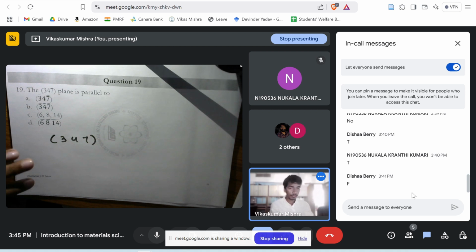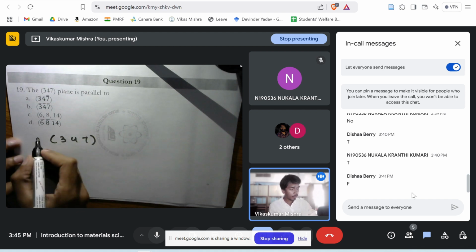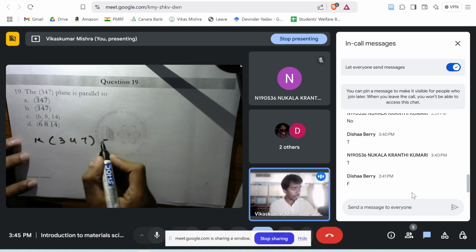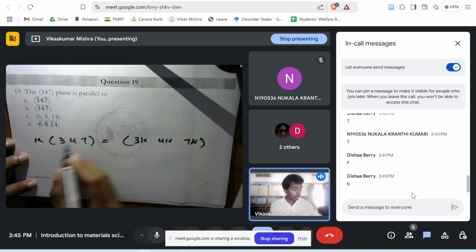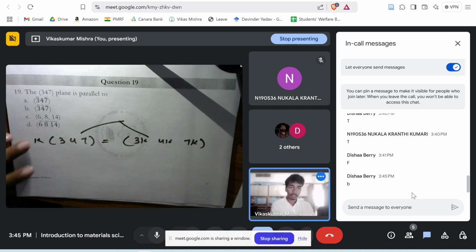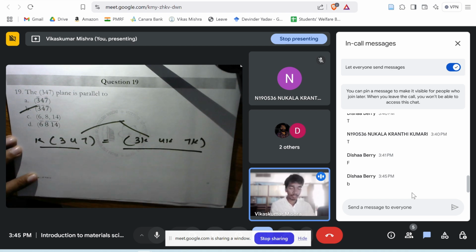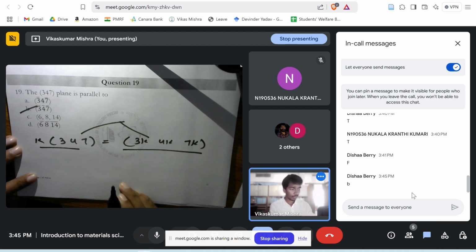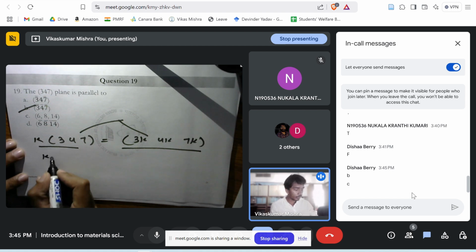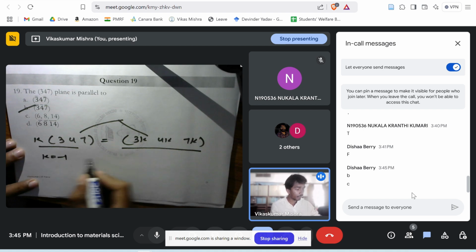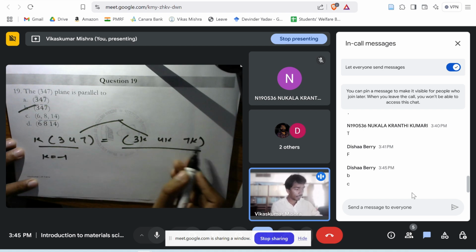If I multiply this with any constant, like 3k, 4k and 7k, they will both be parallel. That's right, option B is the right answer, so this and this will be parallel with each other. Now, is only B correct or are there more? For B, we multiplied with k equals minus 1, so it becomes 3 bar, 4 bar and 7 bar. Yes, option C is also a right answer.